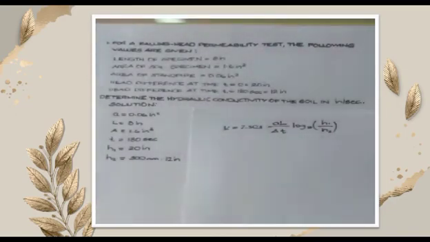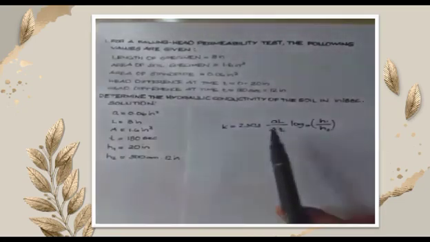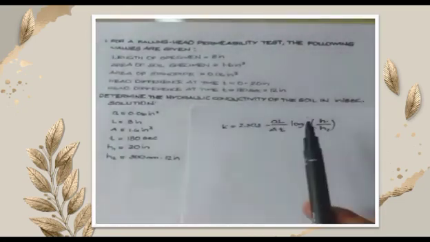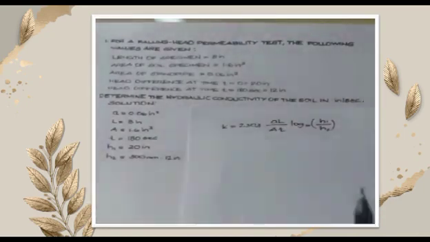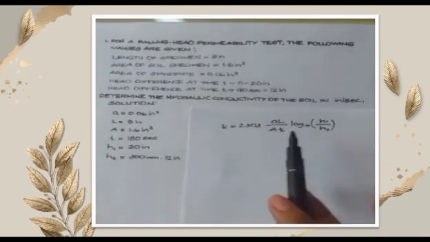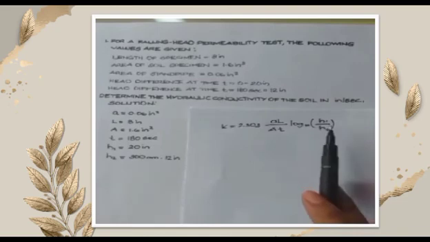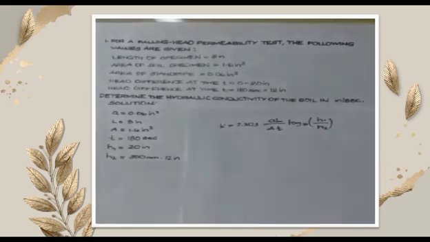So for our solution, we have the given values and we will solve it by using the falling head permeability test, where K, the coefficient of permeability, is equal to 2.303 times a, which is the area of the standpipe, multiplied by the length of the specimen, all over capital A, which is the area of the soil specimen, multiplied by the time, log of H sub 1, which is the initial head difference at time t, all over the final head difference at time t, which is H sub 2. So substitute the given values in the formula.